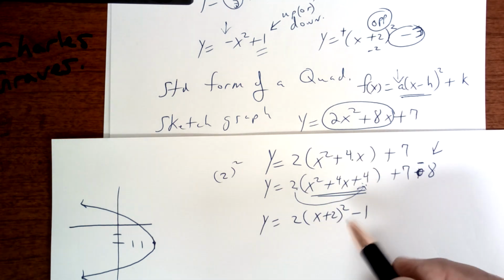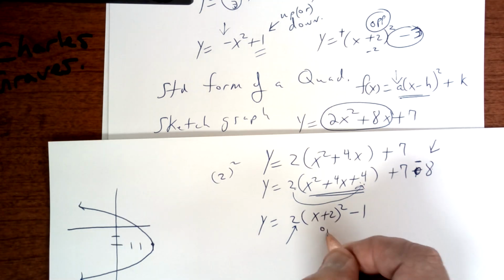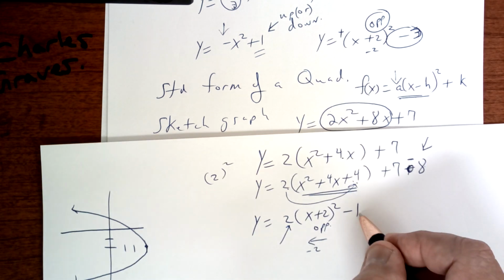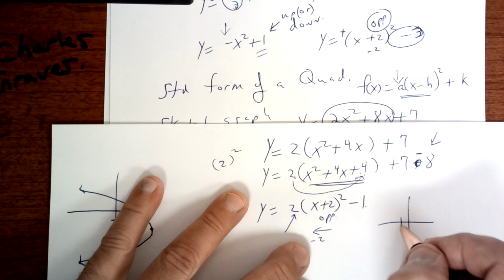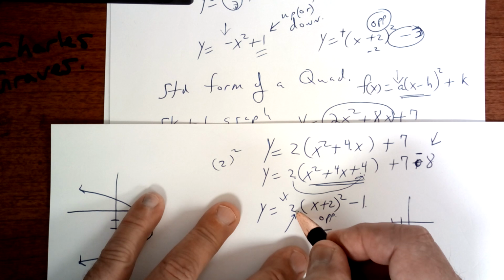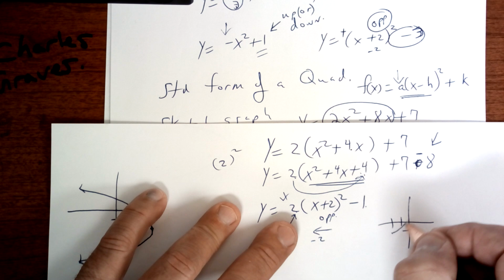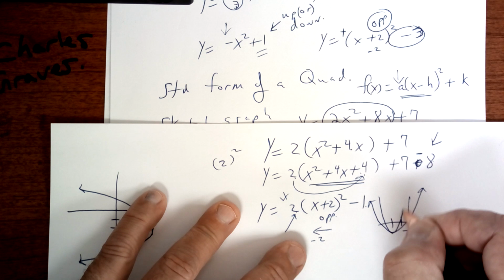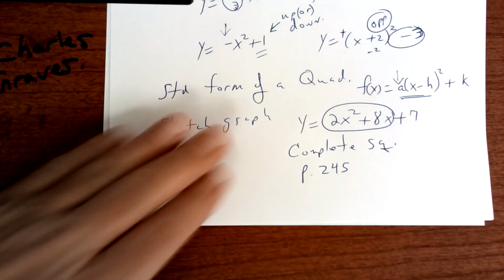So remember, it's going to be skinnier because of that number. It's going to be the opposite of this, so it's going to shift over to a negative 2. And it's a negative 1, so you're going to go down 1. So let's see what we're going to do. We're going to shift over 2. We're going to go down 1. And since this number is positive, it's going to go up. And because it's a 2 right here, it's going to be skinnier. Okay, so your parent parabola looks something like that, but this one should be skinnier and something like that. So that's the graph, and that's how you complete the square. All right, that's on page 245.